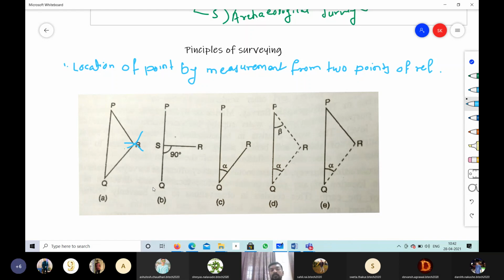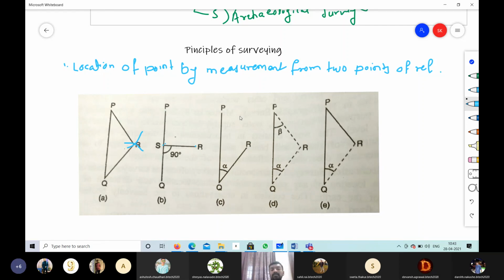If we know the distance QS and perpendicular RS, can you find out the point R? Suppose from Q to S you travel 5 meters, you can mark the point S. From this point S, you can draw the perpendicular RS, and you know the distance RS, you know this is perpendicular, so you can get the point R. Now this is the second case.